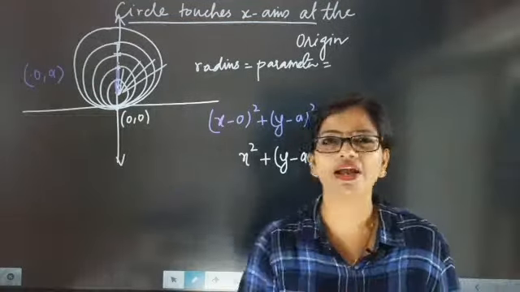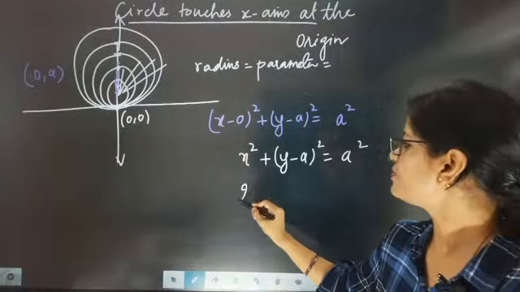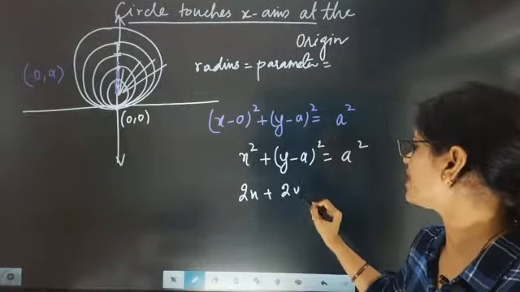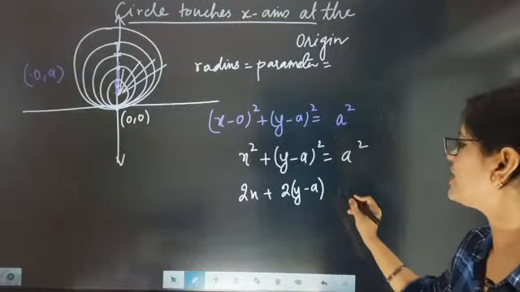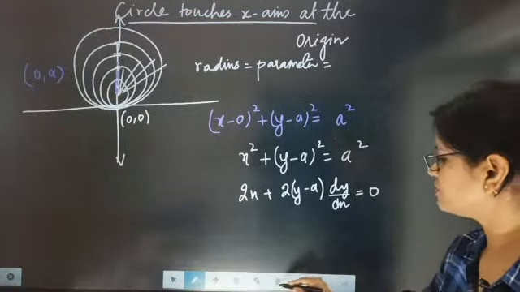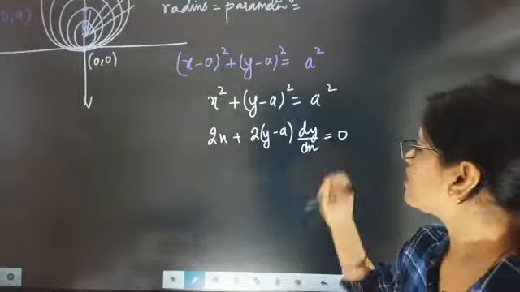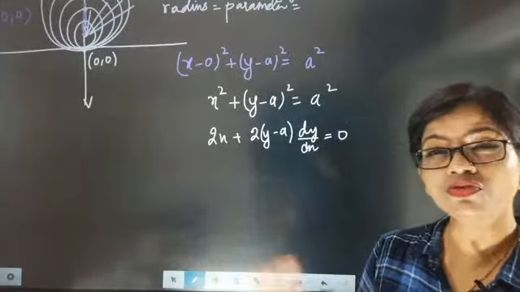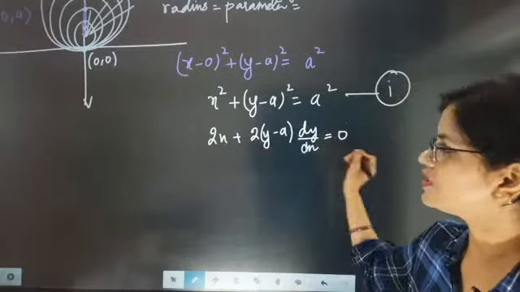Since only one parameter is given here, we will differentiate only one time. So it will become 2x plus 2 times y minus a, dy by dx, equal to 0. Now our first work is to remove a. This is your equation 1, and this is your equation 2.